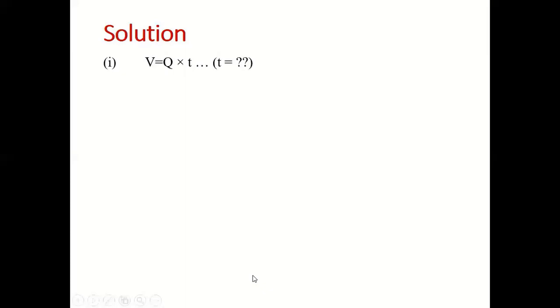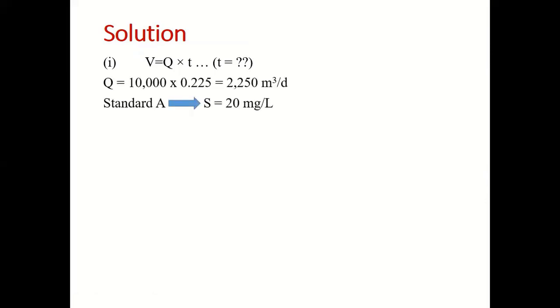Volume of reactor, V equals Q times T, but how much is T? We don't know T, so we have to find it. First, Q equals 10,000 times 0.225. Standard A means that the S final will be 20 milligram per liter. If you check the standard A requirement, the BOD final should be 20 milligram per liter.